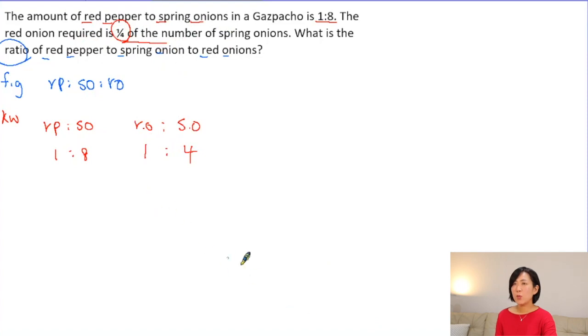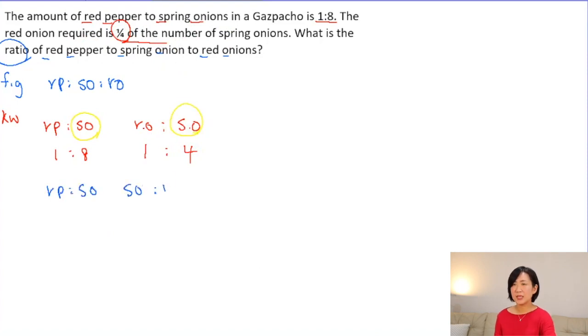So you've got 1/4 of spring onion. That means spring onion is 4 times more than red onion. That's why we can write this as 1:4. Then as you can see, we can find the common part. That is the spring onion.